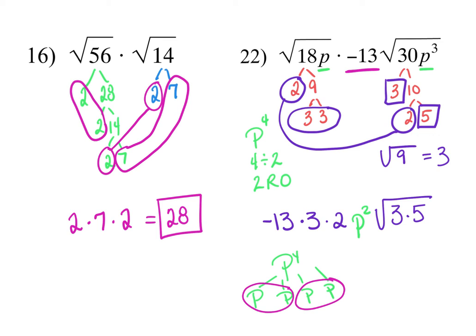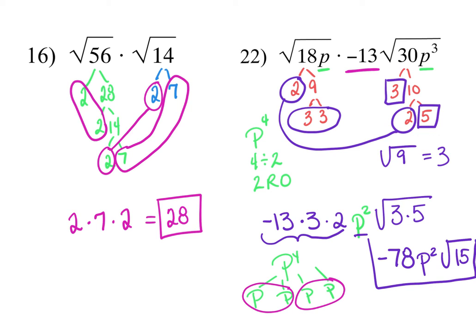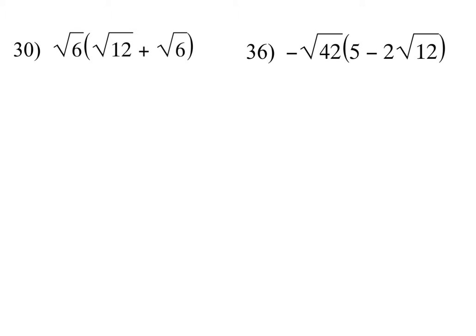We've got to do this part. Negative 13 times 3 times 2 gives me what? Yep, and then we have our p squared. What's on the inside here? 15, 3 times 5. Remember, if it's on the inside, it can be multiplied. If they're both on the outside, they can be multiplied, okay?